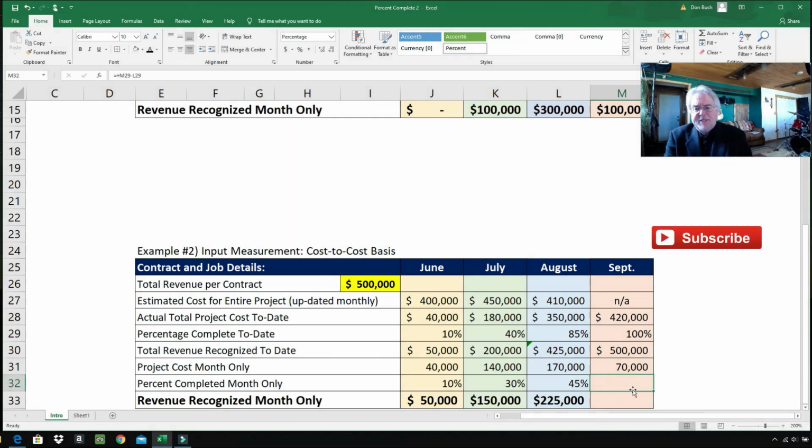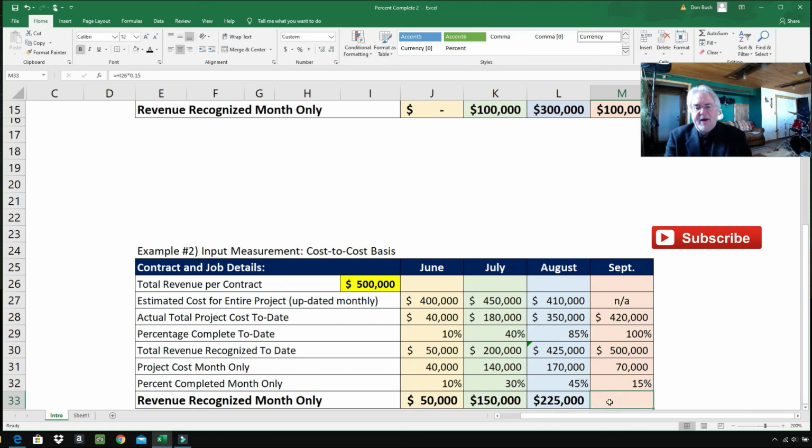So what's the percentage complete here? The percent completed during the month only. Well, in August, we were 85% complete. In September, we were 100% complete. So we must have got 15% complete during the month of September.